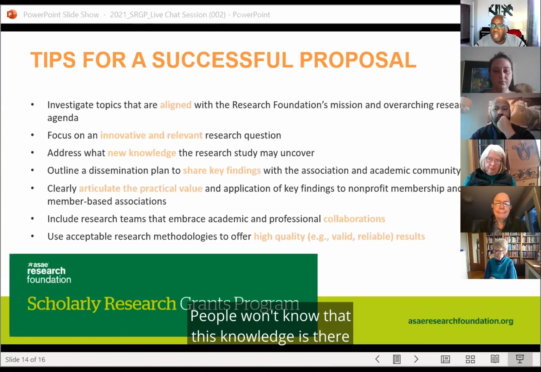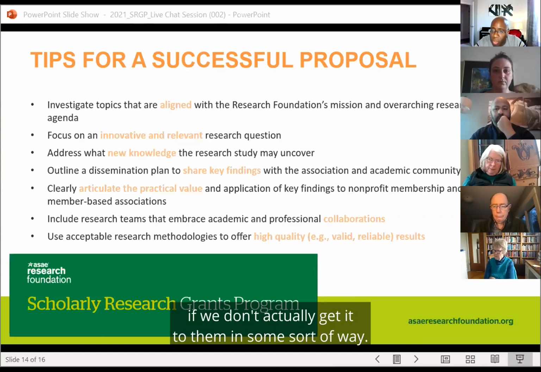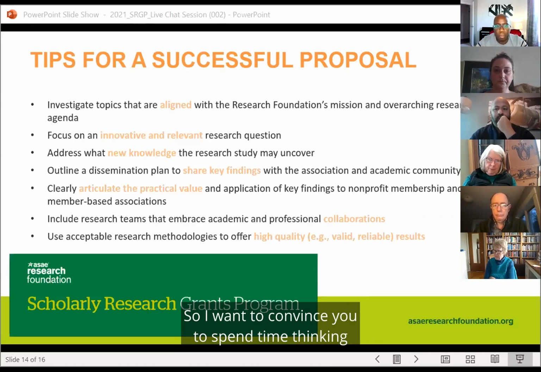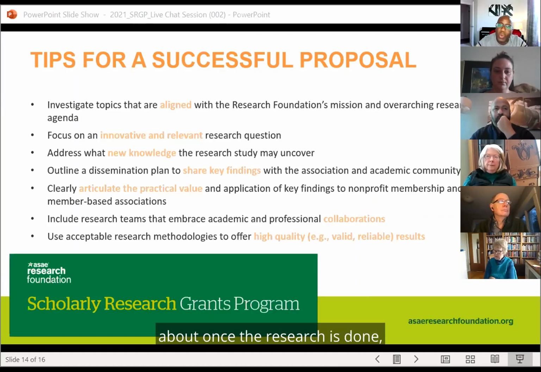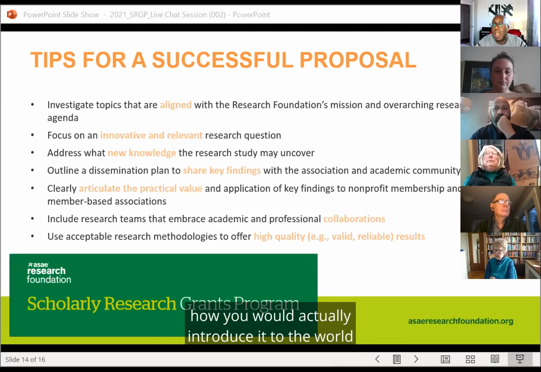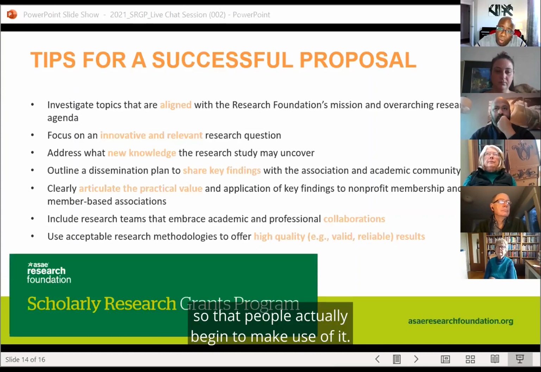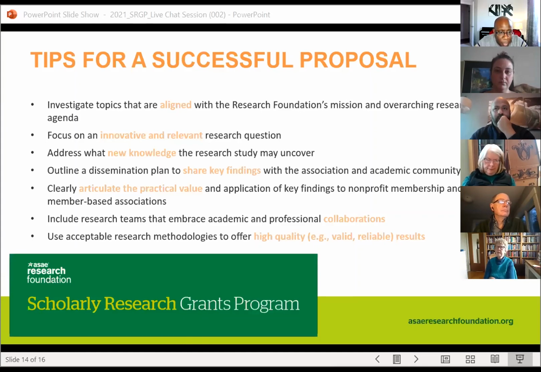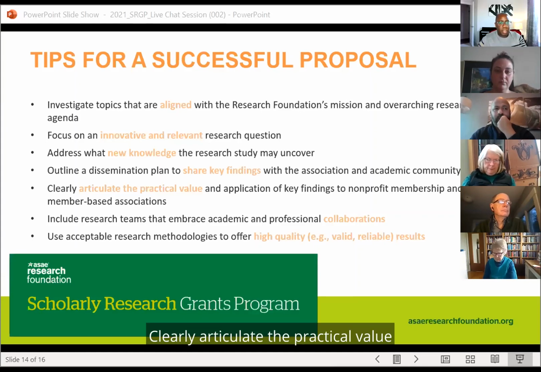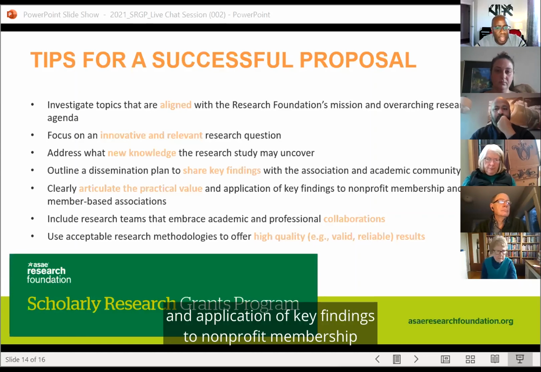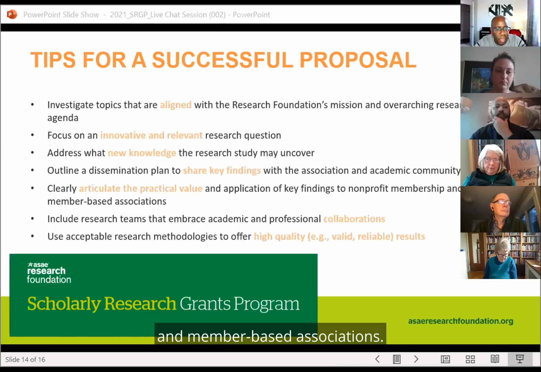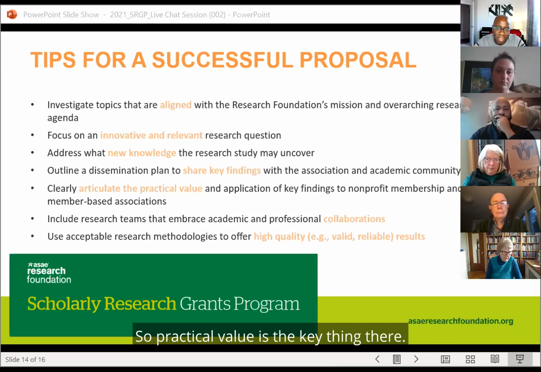People won't know that this knowledge is there if we don't get it to them in some way. So I want to commend to you to spend time thinking about, once the research is done, how you would get it out there, how you would introduce it to the world so that people begin to make use of it. Clearly articulate the practical value and application of key findings to nonprofit membership and member-based associations. So practical value is the key thing there.